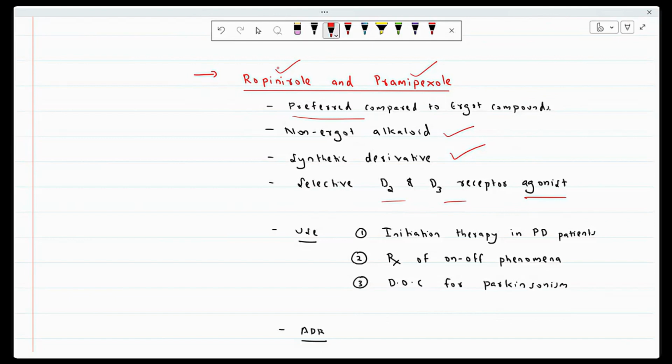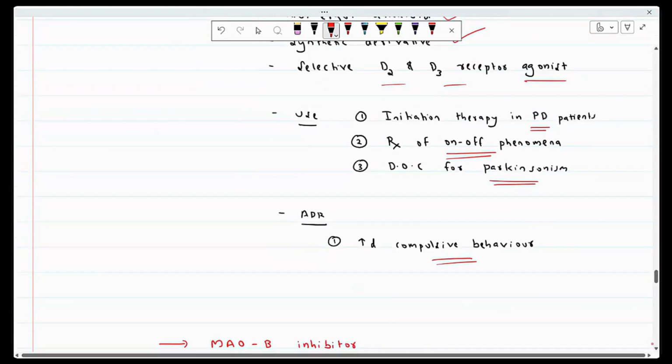Now it is the drug of choice or the first line drug in the Parkinson's treatment. It is initiation therapy. It can also treat on-off phenomenon. When I talked about levodopa, I told you that on-off phenomenon can happen with levodopa. However, in this case, it can even treat that on-off phenomenon, because when you give levodopa, on-off phenomenon will be there. So you can administer ropinirole or pramipexole to treat that on-off phenomenon. Okay, it is a drug of choice for Parkinsonism, first line drug in Parkinsonism. Now coming to the ADR, there is a lot of compulsive behavior, for example, gambling. You will be provoked or forced to do some practice. Okay. So that is called compulsive behavior. So increased compulsive behavior can be seen with the D2 agonist. Okay. So hope it is clear.